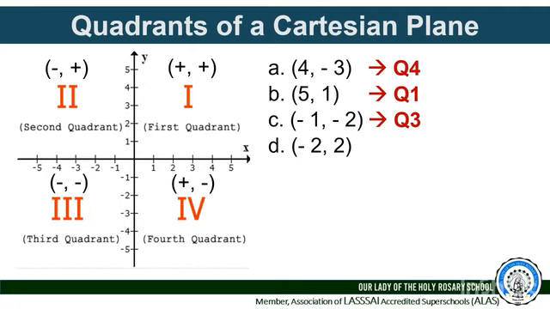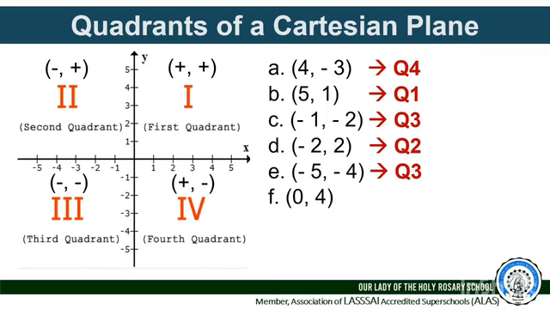The fourth example, (-2, 2). So, negative muna bago positive. It belongs to quadrant 2. Another, (-5, -4). They are both negative. So, they belong to quadrant 3.